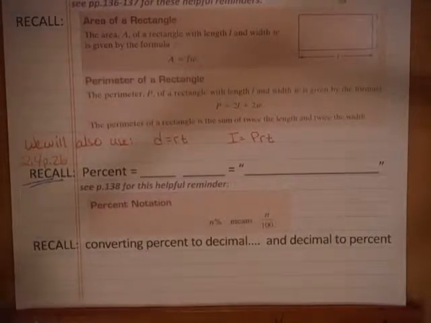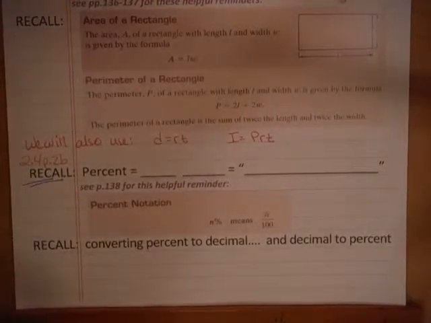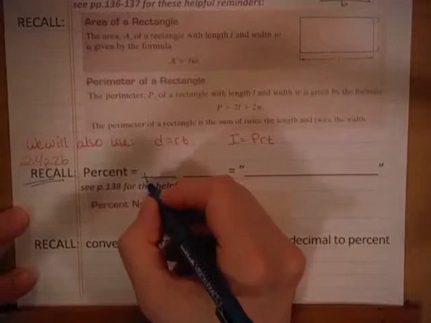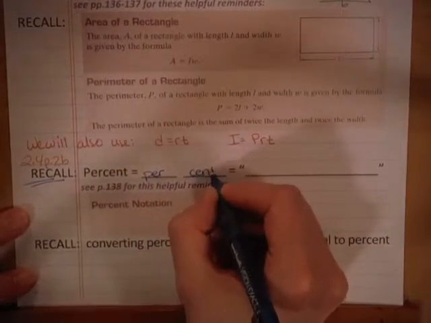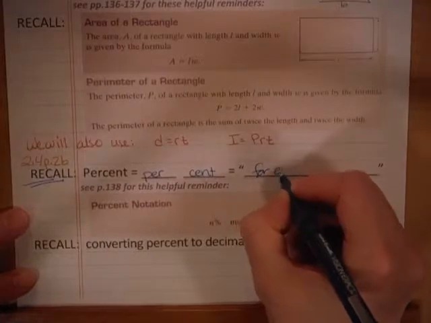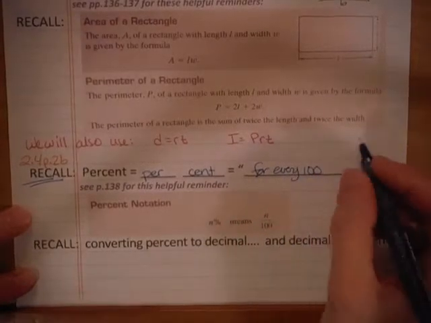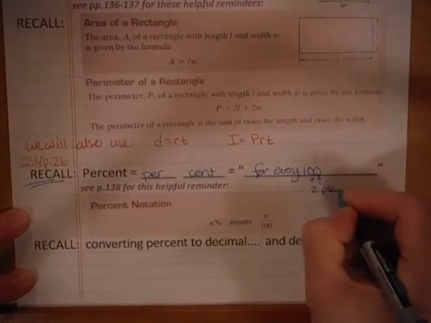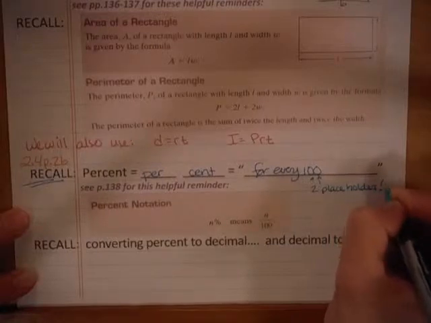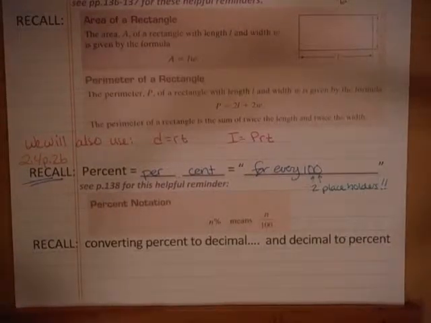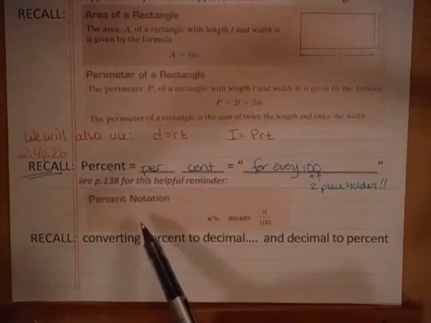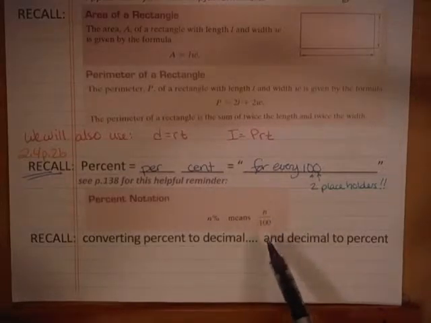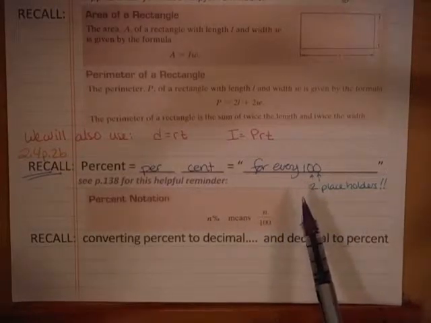Okay, so here's something that, because you're going to need to build on it right away, you're going to need to have it as prior knowledge here. So the idea of percent, if you think of this in its two root words here, per and cent, it means for every 100. Okay, and in the sense that we've got these two placeholders here, which will help us understand what's going on with the decimals here in just a moment. Percent notation, n percent means you have n over 100. You have some amount for every 100. That's what the definition of percent is.